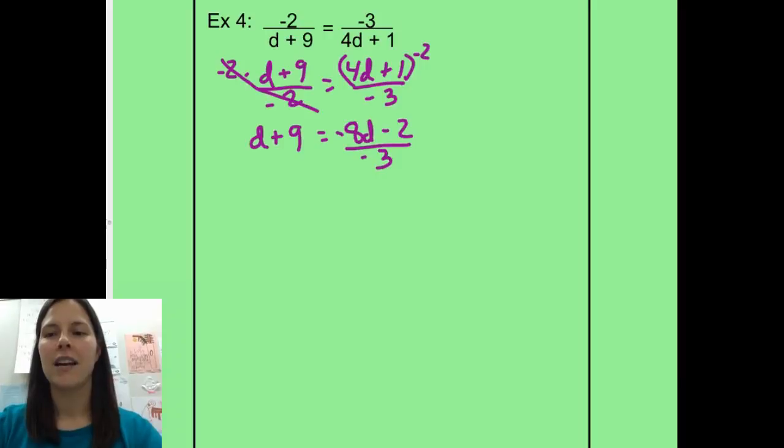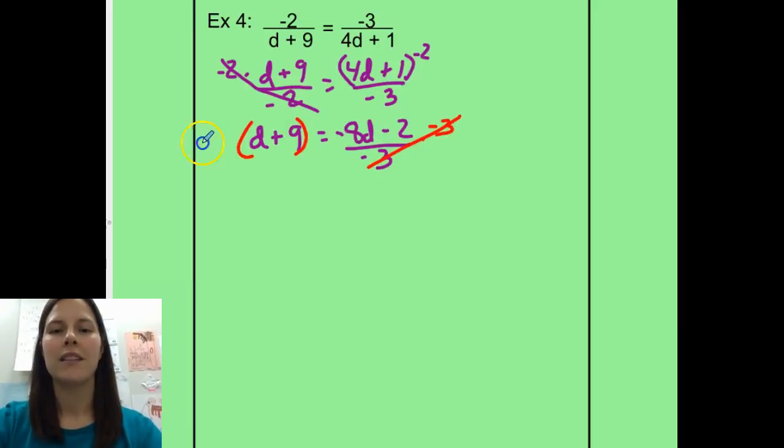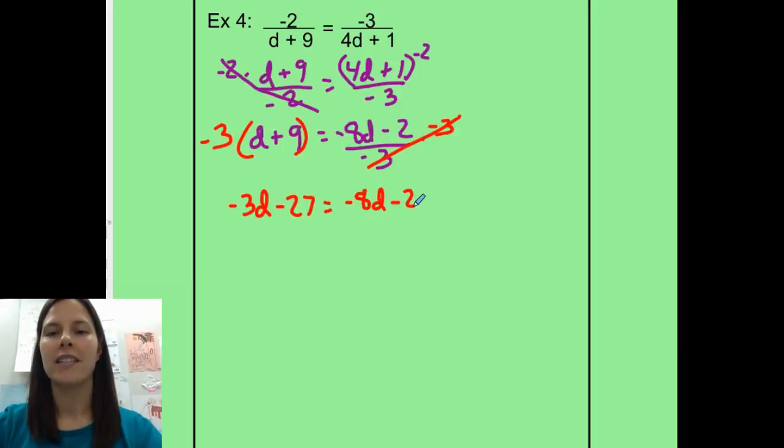Now I'm going to cancel that negative 3 by multiplying both sides. Remember, the reason I'm doing that is to cancel the division. So in this case, on the right-hand side, I'm not doing any multiplication, I'm just canceling. Distributing that negative 3 on the left-hand side and leaving me with that negative 8d minus 2 on the right-hand side.